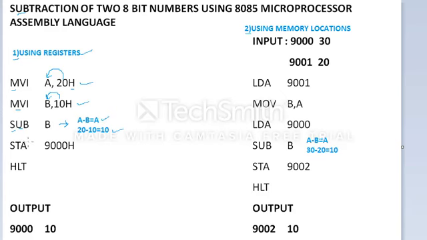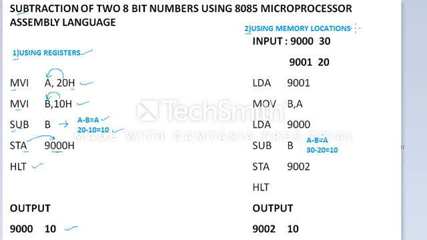That accumulator answer can be stored into the specified location by using STA 9000, and we'll halt the program by using HLT, and we can get the output like this. In the 9000 memory location, we are getting the 8-bit data answer, which is 10. So this is one type of program by using only registers.